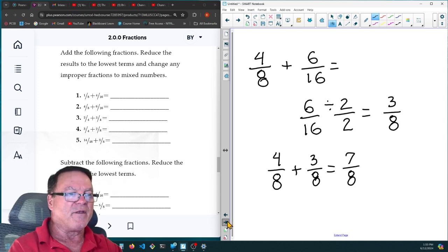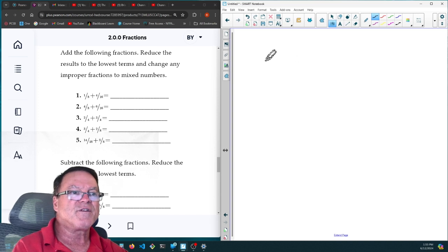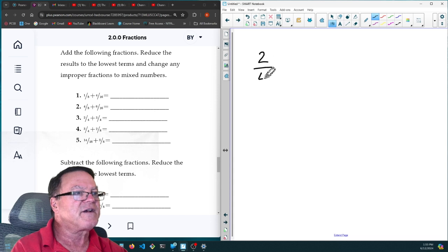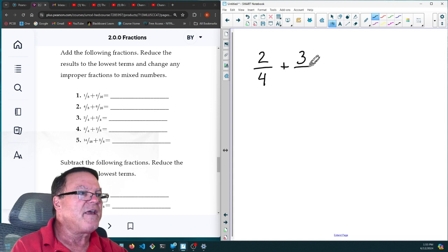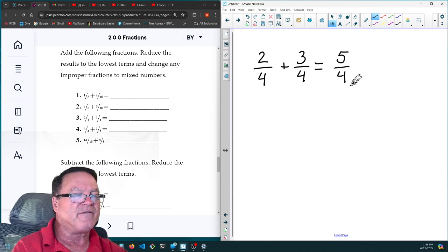Okay. The next one is 2/4 plus 3/4. Let's see that in action. 2/4 plus 3/4. They already have a common denominator, so we'll just go ahead and add them together. 2/4 plus 3/4 equals 5/4. This is an improper fraction because the numerator is larger than the denominator. It's top heavy. It's going to roll over. It's going to capsize.